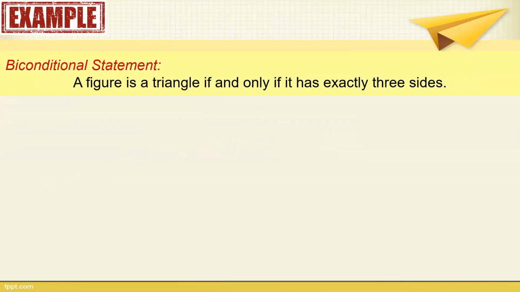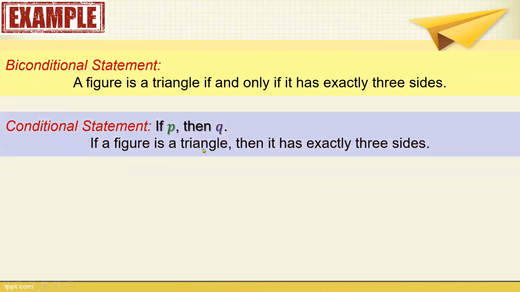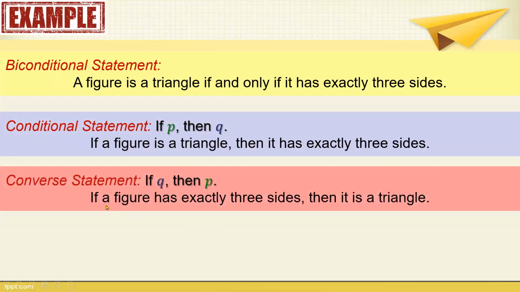So, a figure is a triangle if and only if it has exactly 3 sides. So, let's get the conditional. So, if a figure is a triangle, then it has exactly 3 sides. Correct. Next, ang converse niyan, switch lang natin. If a figure has exactly 3 sides, then it is a triangle. Okay, that is true. So, kapag ang figure mo ay triangle, meron siyang exactly 3 sides, correct? Kung meron kang figure na may 3 side, triangle yun. Okay, correct yun po yun. Kasi yun lang naman talaga ang may 3 sides, di ba? Triangle.